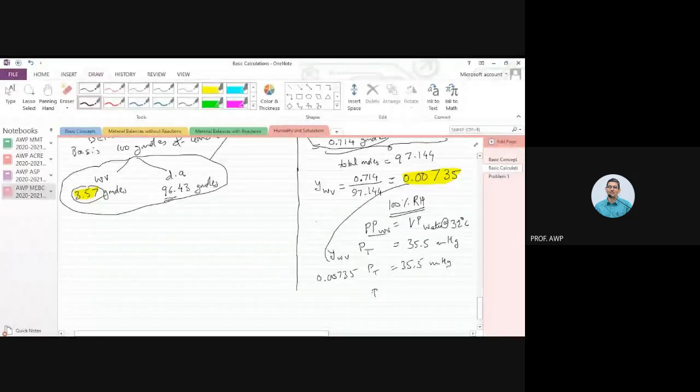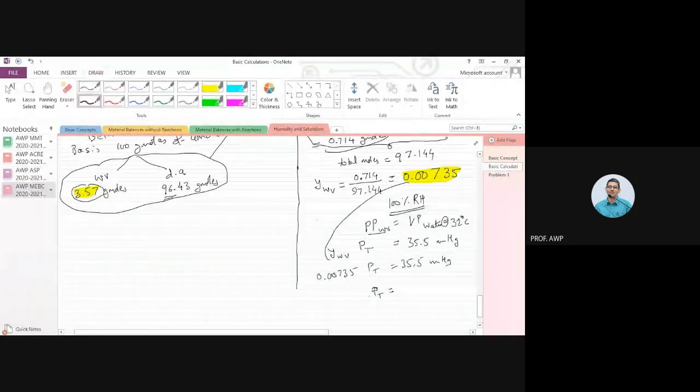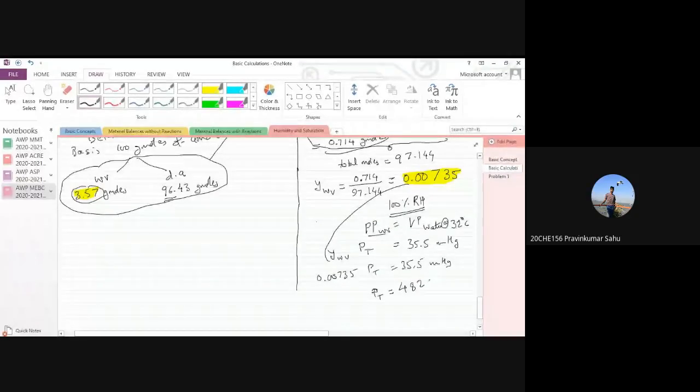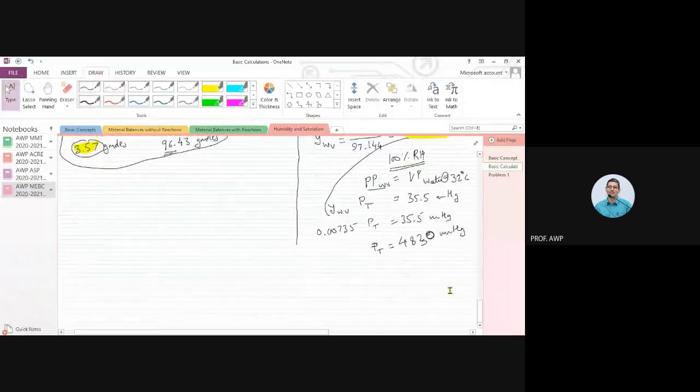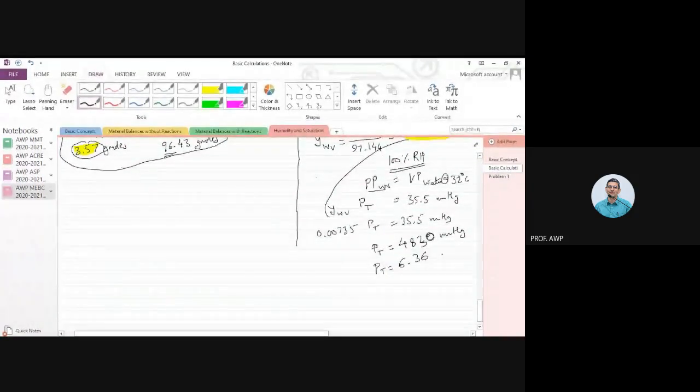So total pressure is going to be 35.5 divided by 0.00735. This is 4830 mmHg, right? So 4830 mmHg, if I divide by 760, this would become 6.36 atmospheres.